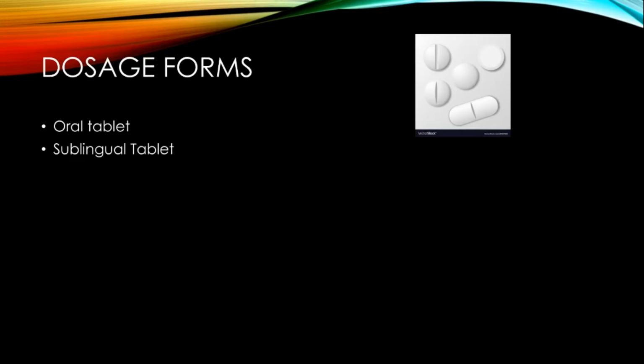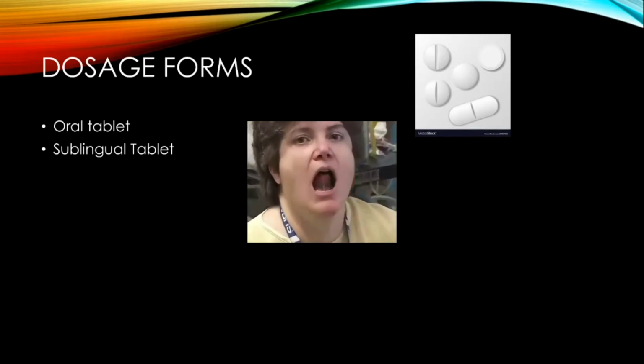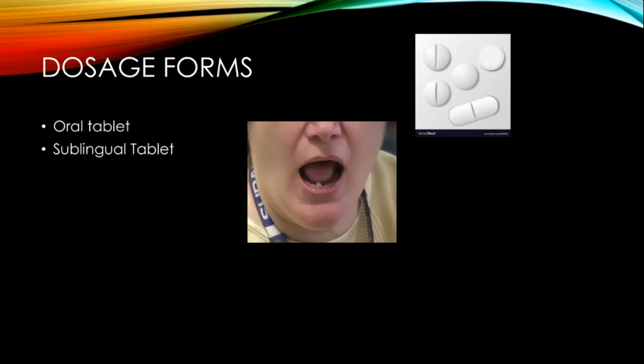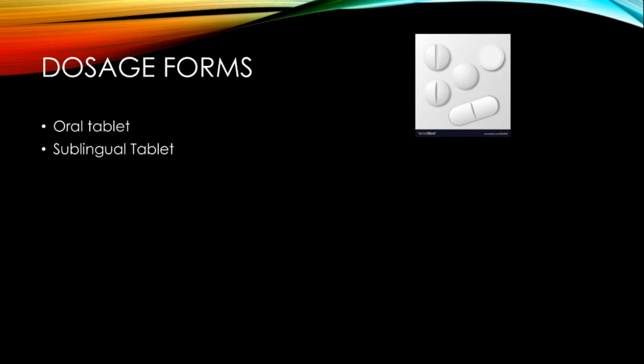One I see very commonly is the sublingual tablet. This is a tablet that you will want to put underneath your tongue until it dissolves. These tablets can be helpful for kids or people who are vomiting. And one nice thing about this kind is it does work very quickly.